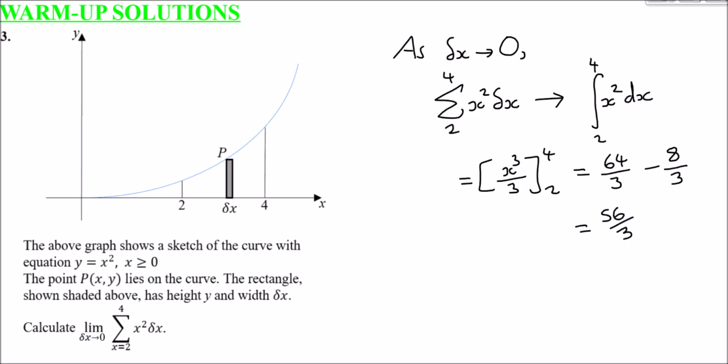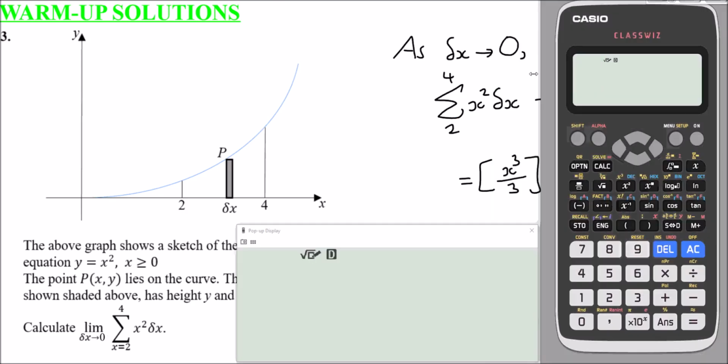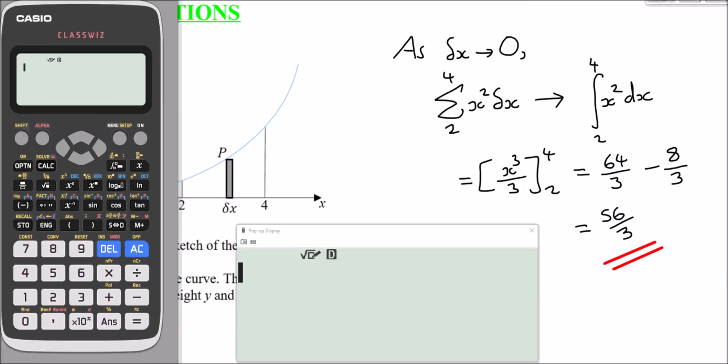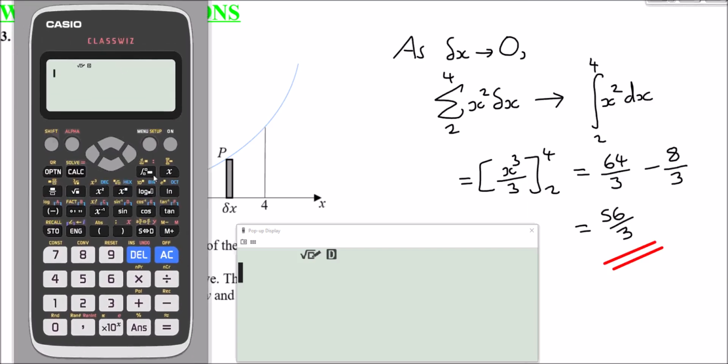And again, once you spot this idea, this can be easily class-wizzed as follows. So what we could do here is we type in the integral button, press the limits 4 and 2, press x, this button here, or even x squared if you want to do it directly, x squared dx, press equals, and you will see it's 56 thirds.